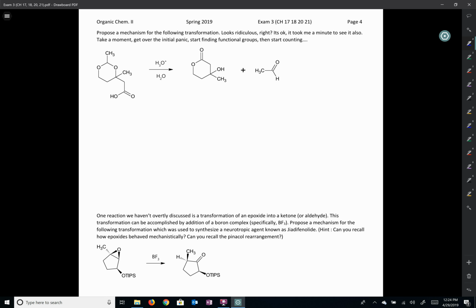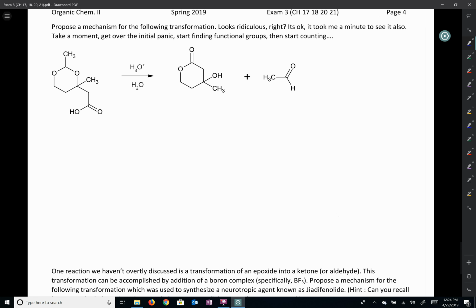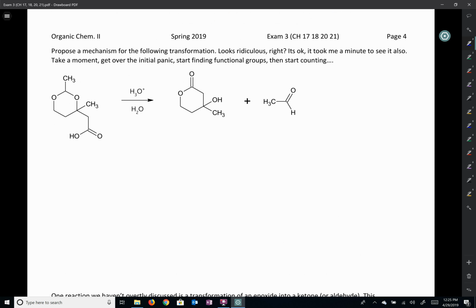Okay, page 4. So, mechanisms. We'll tackle these one at a time here. All right, so pause here if you want to take a look and copy down what we have. Here's, again, I asked you guys to start looking at the functional groups.